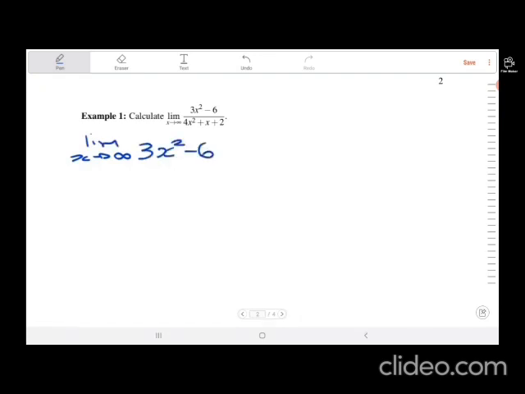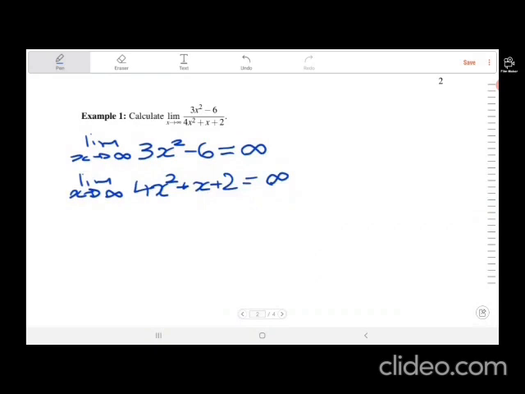So if we first take the limit as x tends towards infinity of the numerator, well, we have 3x squared minus 6. As x tends towards infinity, the 3x squared term tends towards infinity, and subtracting 6 doesn't have any effect on that. So this limit goes to infinity. What if we look at the denominator? So here again we have a quadratic. We have 4x squared plus x plus 2. As x goes to infinity, 4x squared and x both go to infinity, and the plus 2 has a negligible effect. So again, we get infinity.